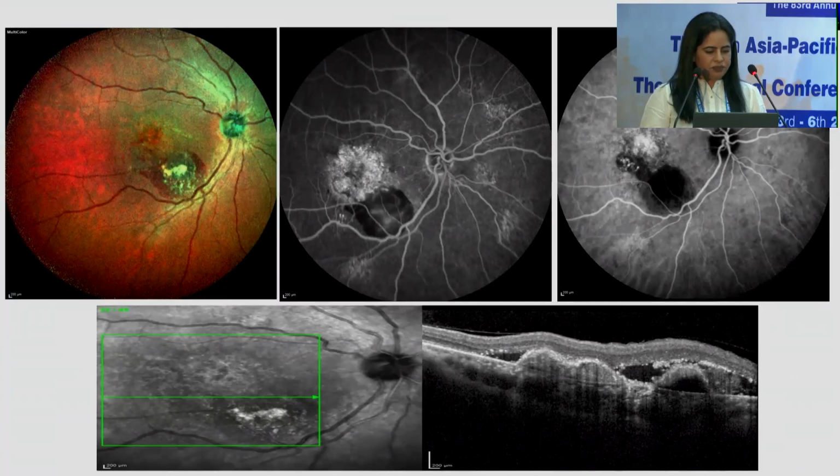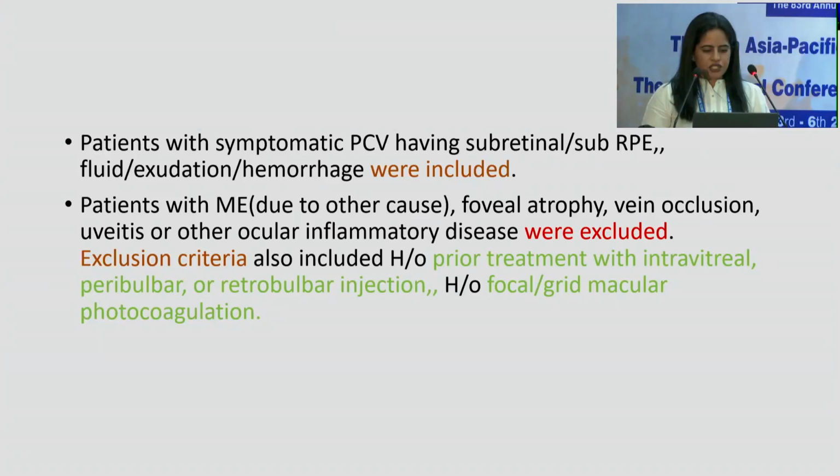Like this patient who presented to us, as you can see in the fundus photo, there is an orange-red subretinal nodule, and the corresponding OCT and FFA ICG image is also shown. Patients with symptomatic PCV having subretinal or sub-RPE fluid, exudation, hemorrhage were included, but if the patient had any history of focal laser taken for anything else, they were excluded.